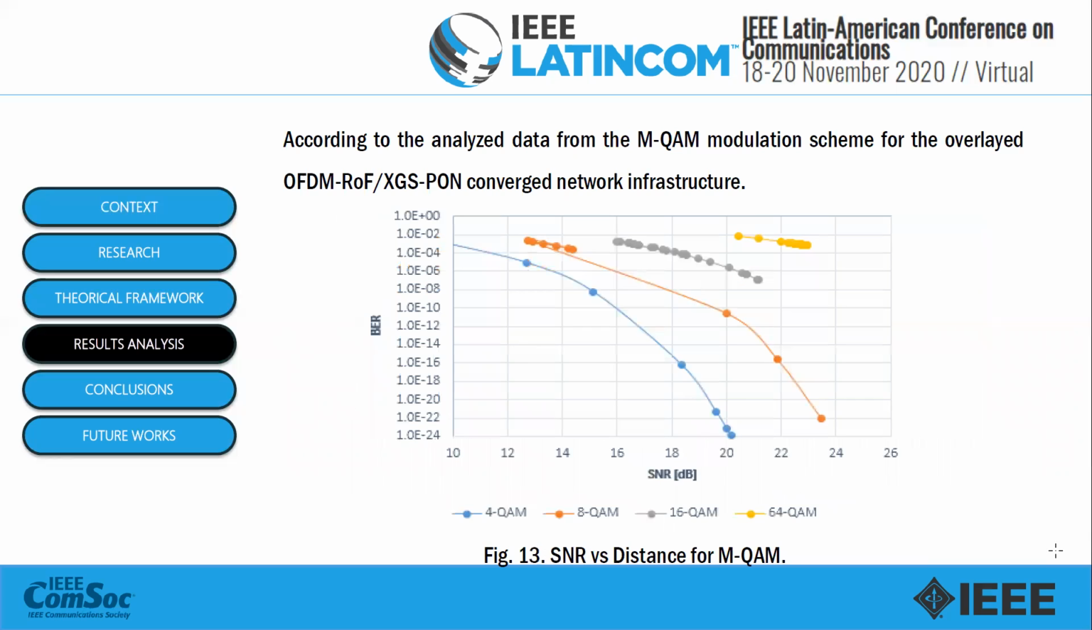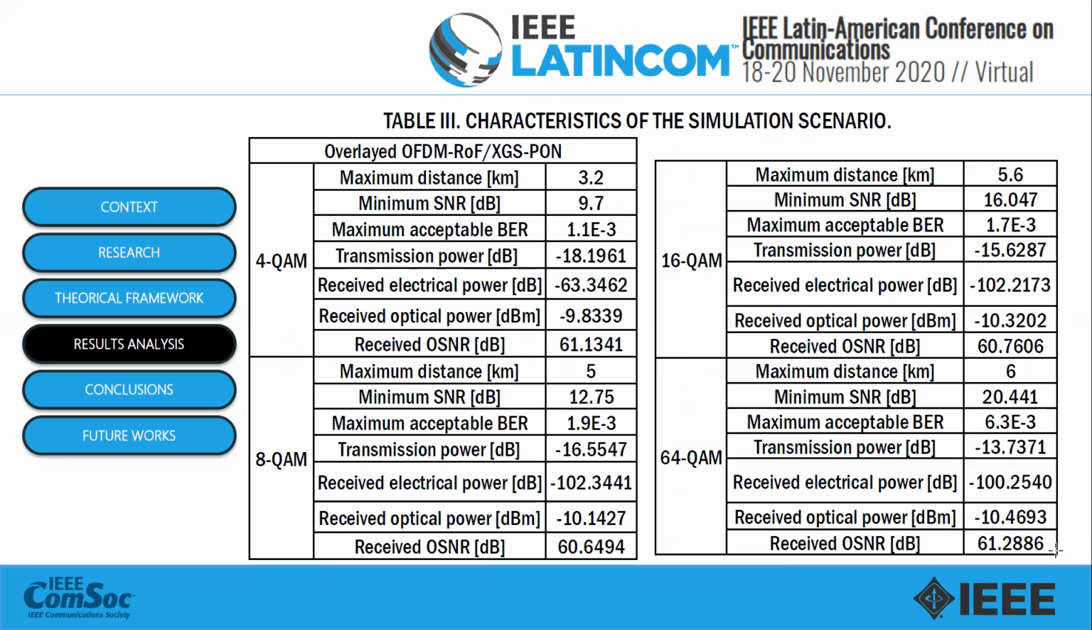For example, here in figure 13, BER versus distance for M-QAM, according to the analyzed data, we can see that if we compare, the other one was the same, but with SNR. Now, if we compare with the BER, we see the behavior, and I would say 16 QAM is the one that is having the best performance. Okay, in terms of OPM, could be 8, 16. Okay, so here is before the conclusion.